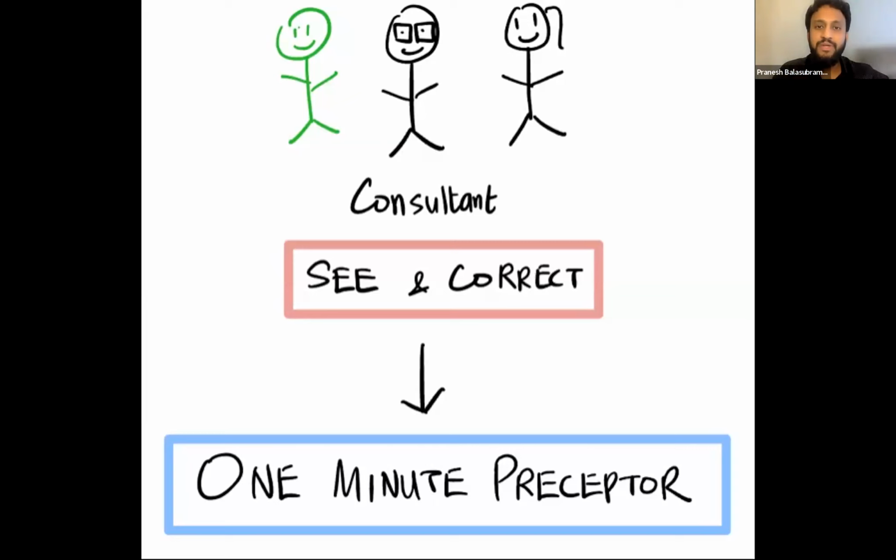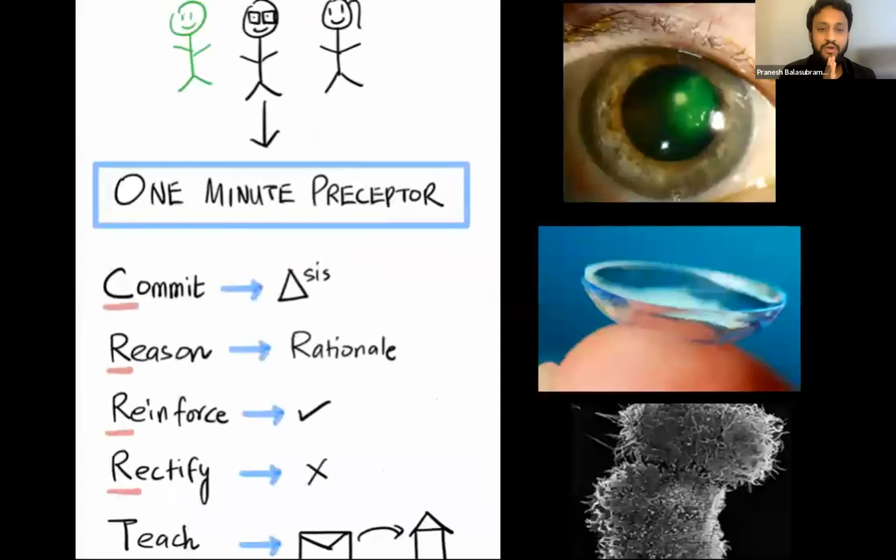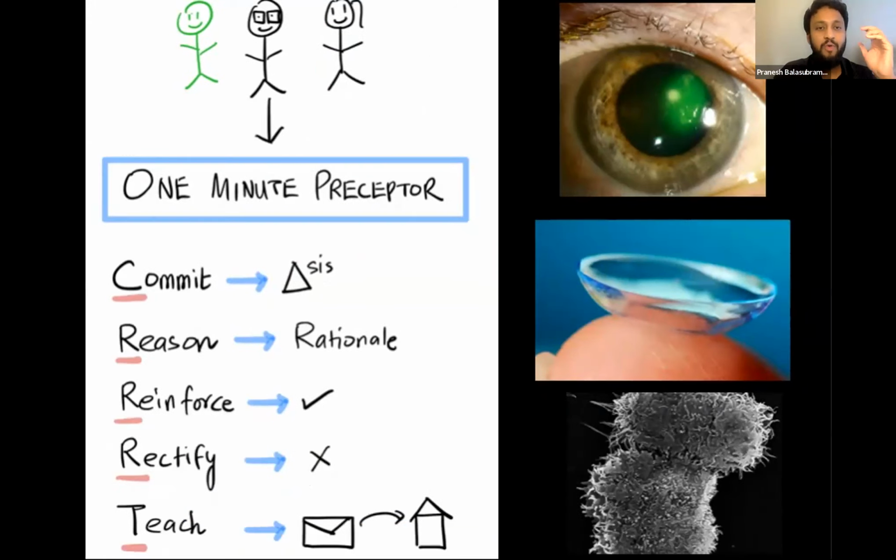So how can we teach the students with the patient there within a minute and also give lots of other experiences as well? This 1 minute preceptor is a framework which helps us to teach the students in less than a minute. It involves 5 steps. Commit. Get a commitment from the student. What do you think is the probable diagnosis? Second, reason. Ask, why do you think that is the diagnosis? What is the rationale? Get the scientific reason behind that.